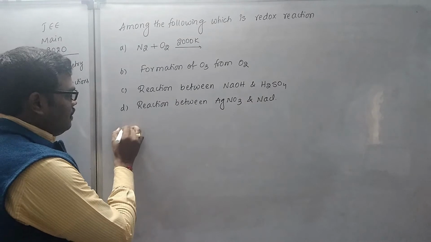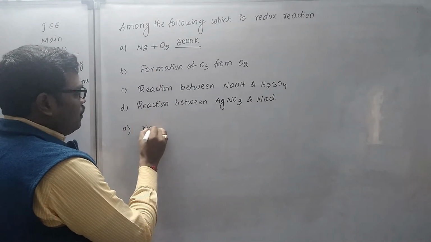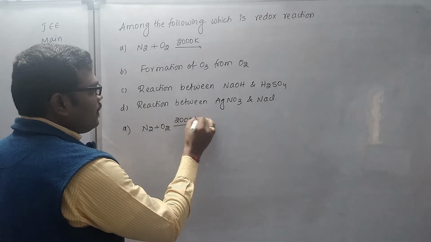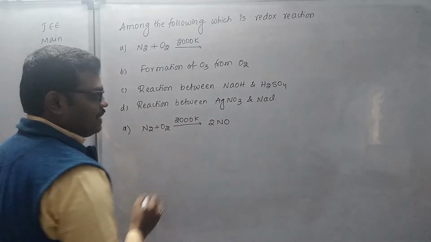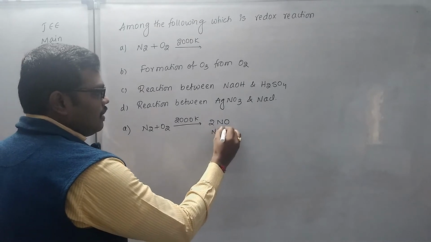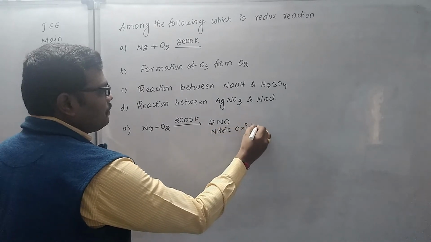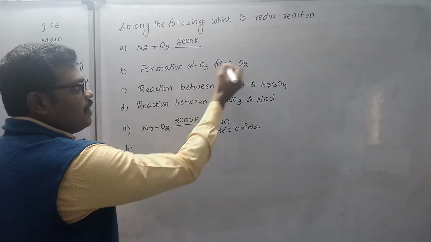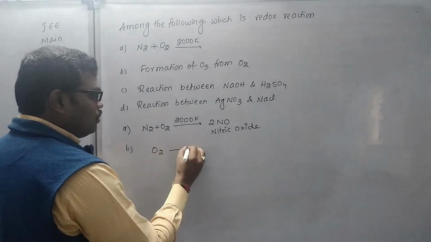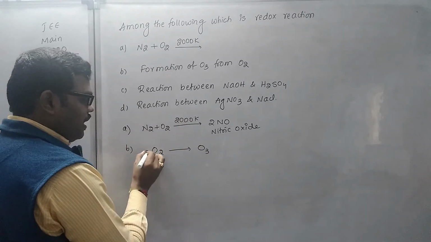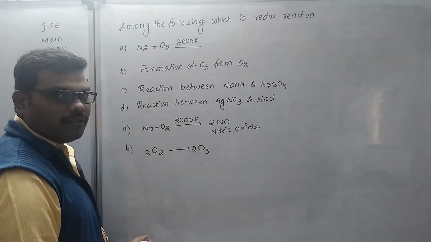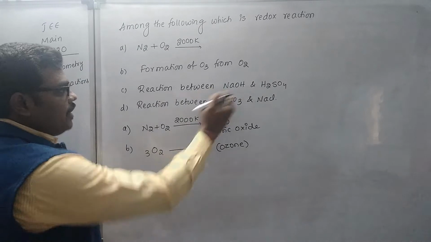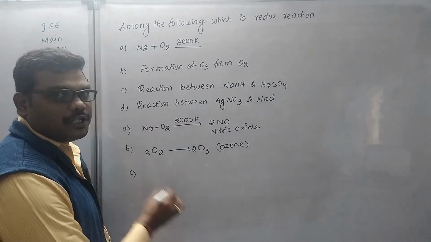So first option A, when N2 reacts with oxygen at 2000 Kelvin, it gives nitric oxide. Now the second one, formation of O3 from O2. Here O2 is converted to O3. 3 moles of O2 gives 2 moles of ozone. Ozone. This is oxygen. Third one, reaction between sodium hydroxide and H2SO4.